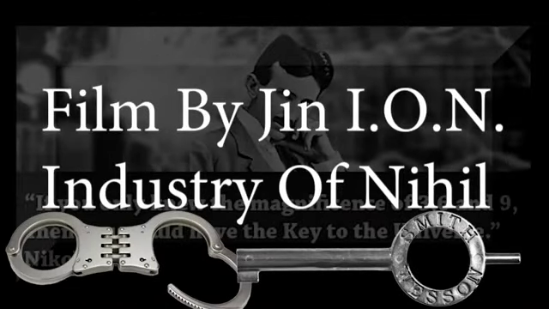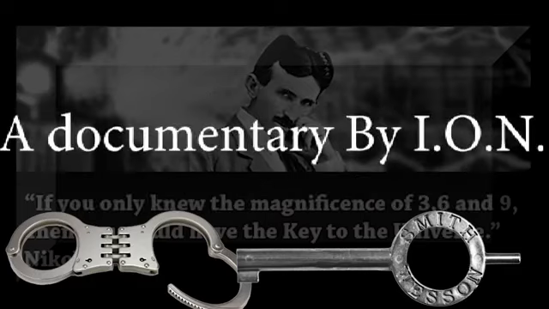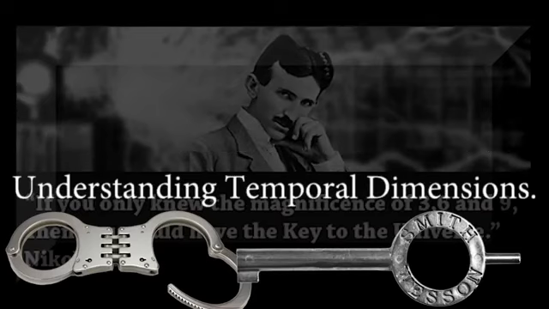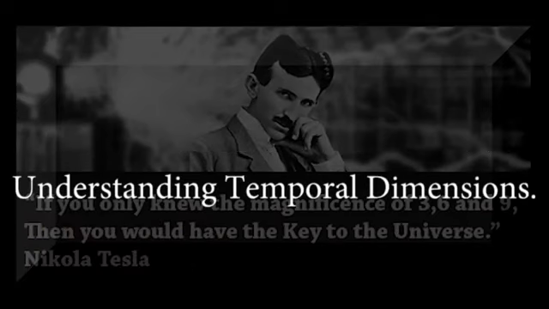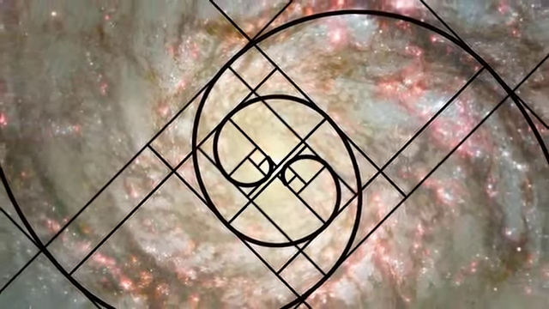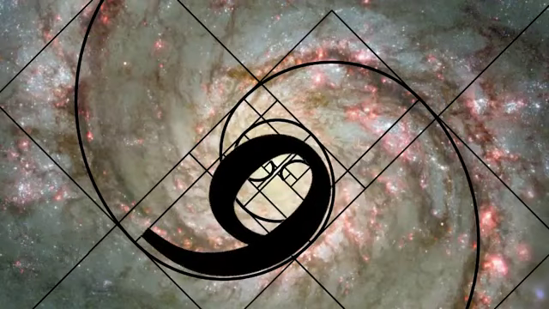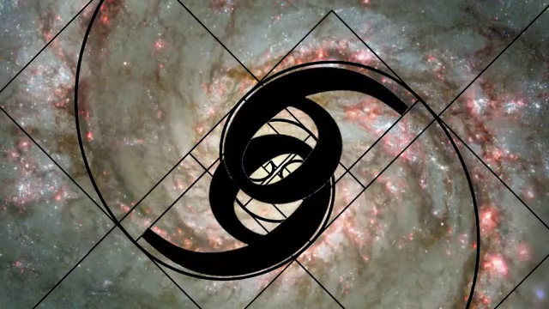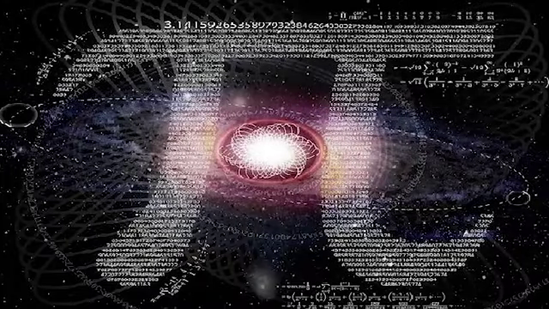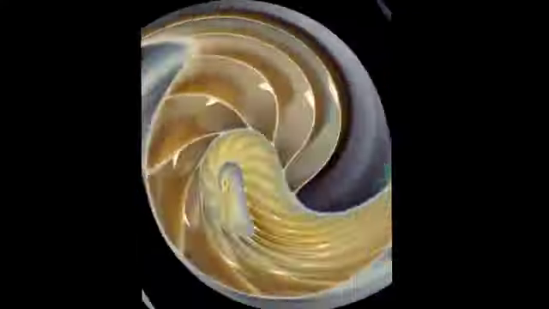That was a quote by Nikola Tesla. Today, I'm going to help you understand the dimensions, the key to immortality, and the key to the universe. Understanding 3, 6, and 9 is how one understands the God Code, also known as Fibonacci. This is a code that exists in all forms of life. It is a mathematical code.